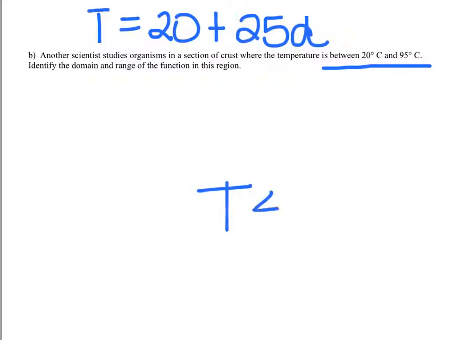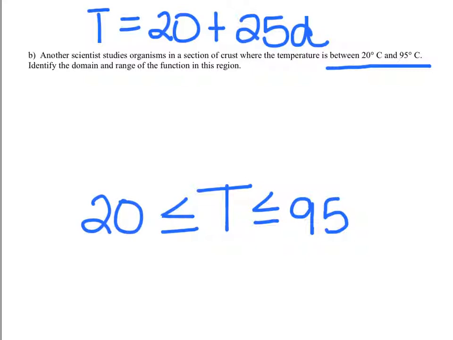And they're saying that the temperature has to be less than or equal to 95, but the temperature also has to be greater than or equal to, and if you read it from right to left, it says greater than or equal to 20. So they're giving us the range. The thing that we're not sure about is at what distance do these temperatures occur.